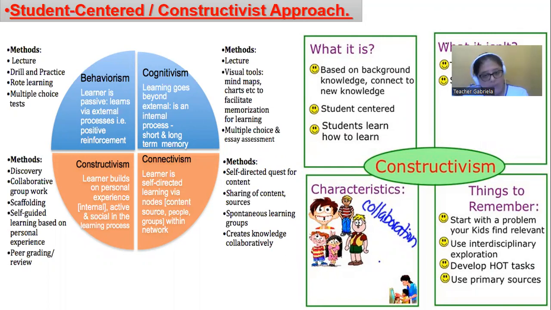Feedback y warm-up. Okay, guys. Connectivity, this is the last one. Methods: self-direct quest for content, sharing of content sources, spontaneous learning groups. Ojalá que siempre se pudiera. Creates knowledge collaboratively. So this is cognitives.